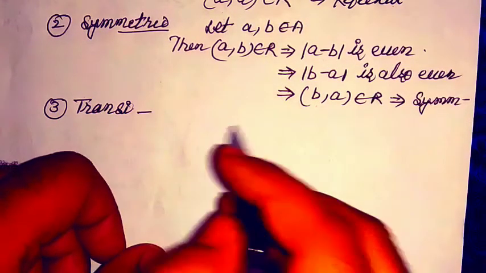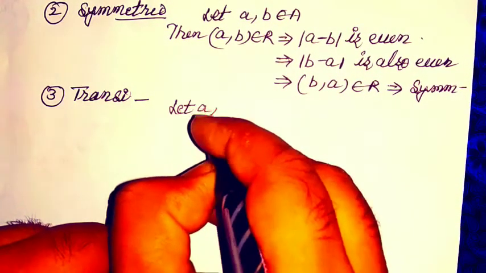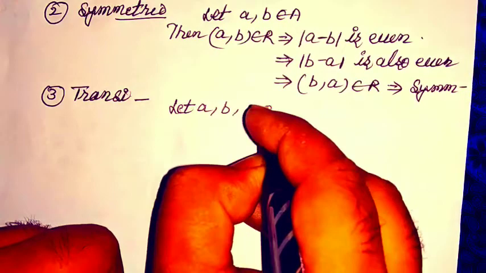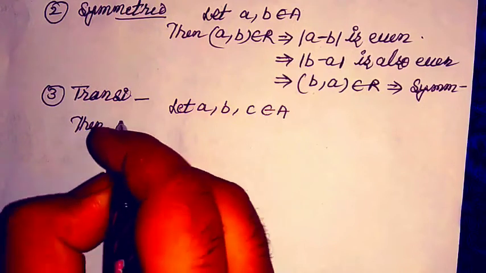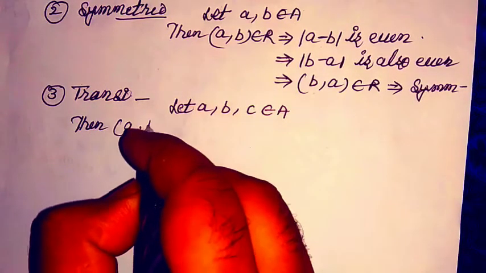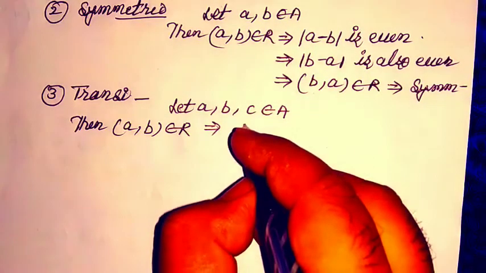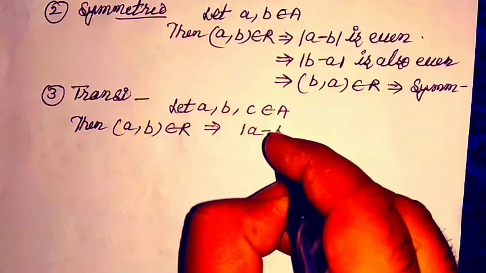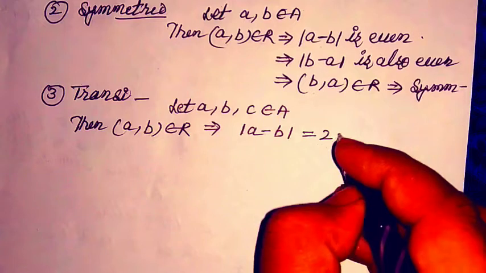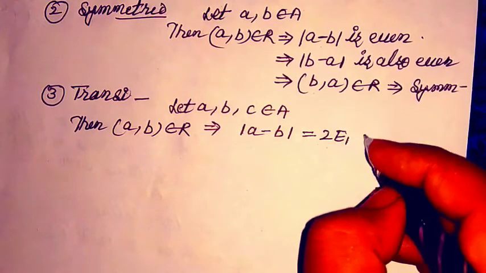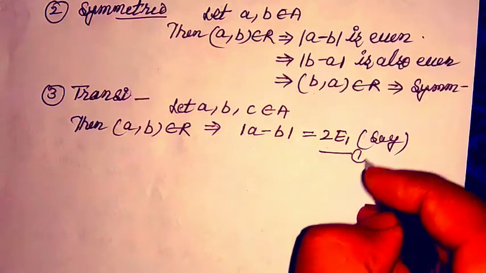We can write in short here. Let a, b, c belong to set A, then (a, b) belongs to R. We can write a minus b equals to, we can say, 2 times an even number, isn't it? We write 1 here.